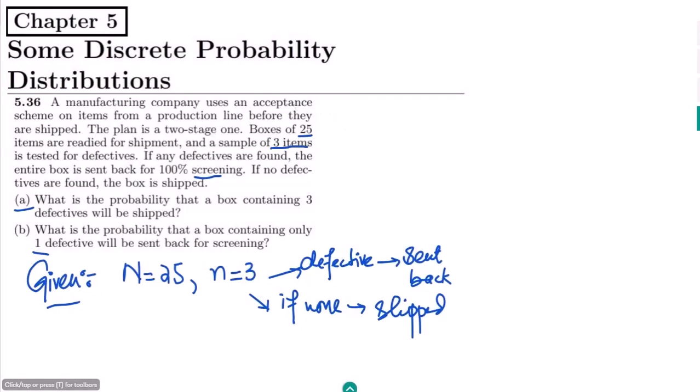Let me solve it. In solving part A of our question, we can see that if the defective items in the lot are 3, what is the probability that it will be accepted for shipment? So what will happen here? I have to use the hypergeometric probability distribution, because now I have the number of items here.